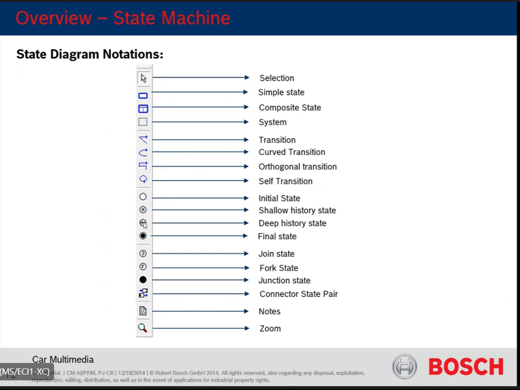There is a history state also. We need to maintain the last screen if the cluster is off. Once we come into the car and start the engine, we need to see the last screen, what was my last screen before KL15 off. Then we need to store it in the history state and maintain this.